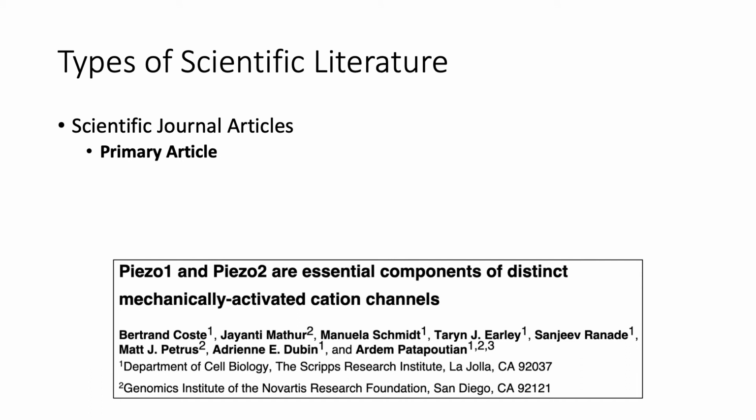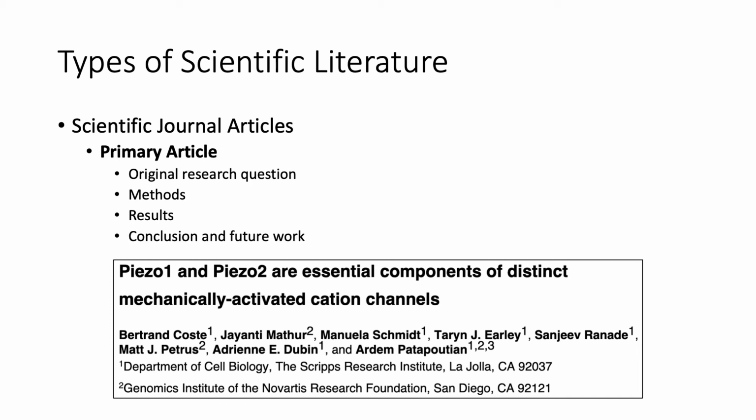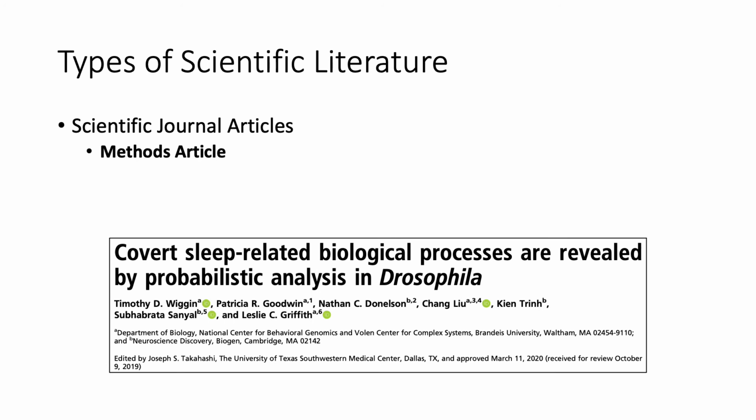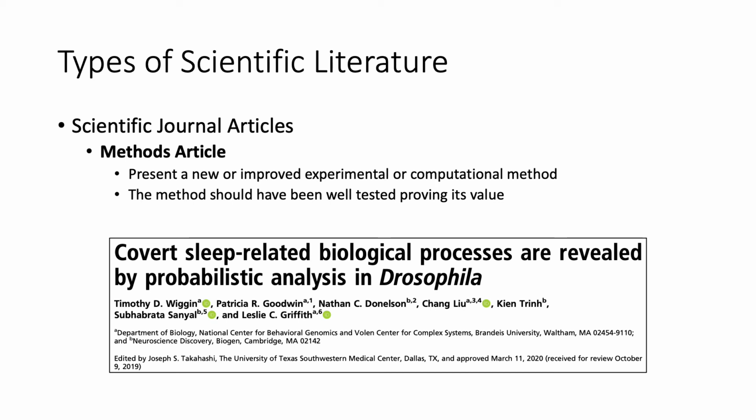First, we have the typical research article, which is the primary article, in which a novel and original research question is presented, followed by the methods used to address it, the results obtained from using those methods, and then finalizing with a conclusion, discussion, and future work. Then we have methods articles. These articles present a new or improved experimental or computational method that significantly advances the research field of interest. This method should have been well tested, proving its scientific value before the publication sees the light.